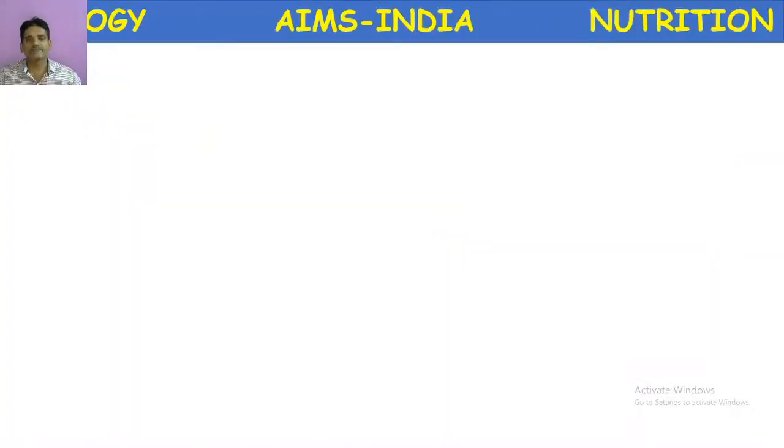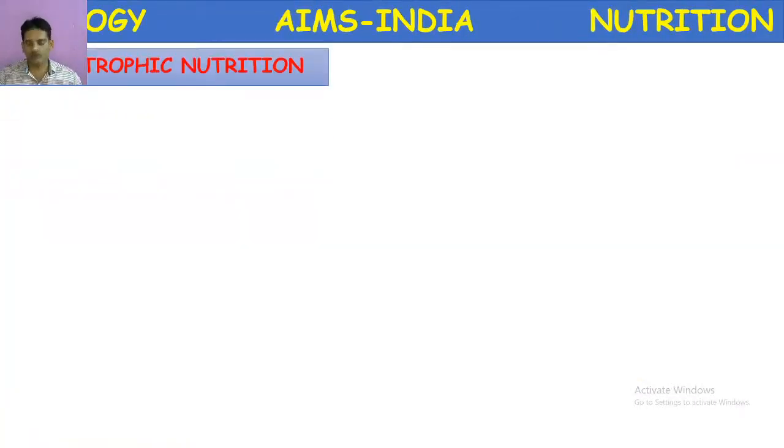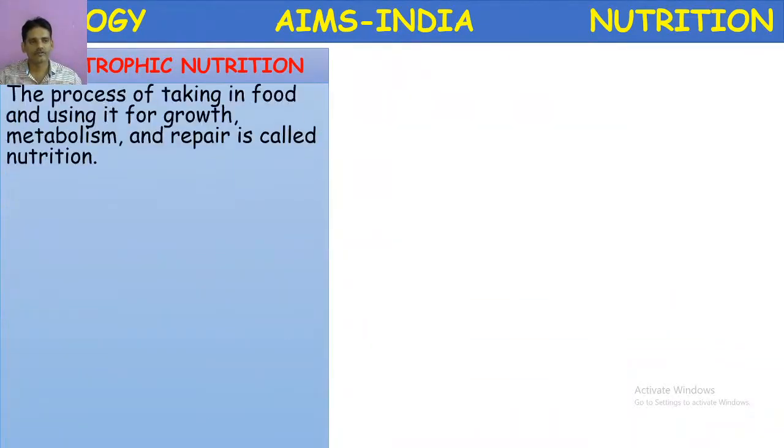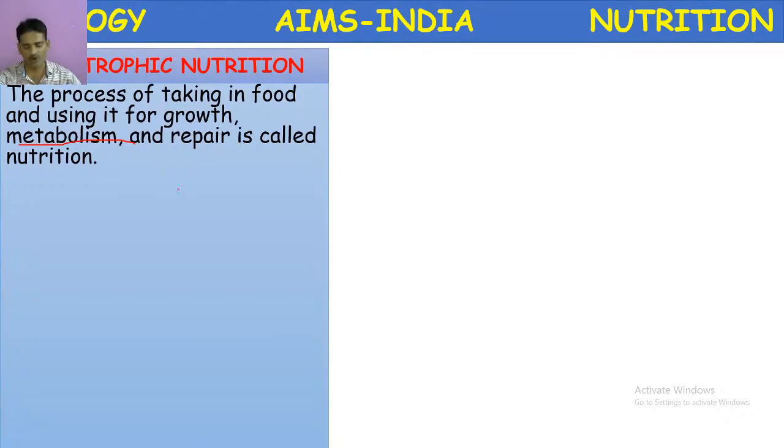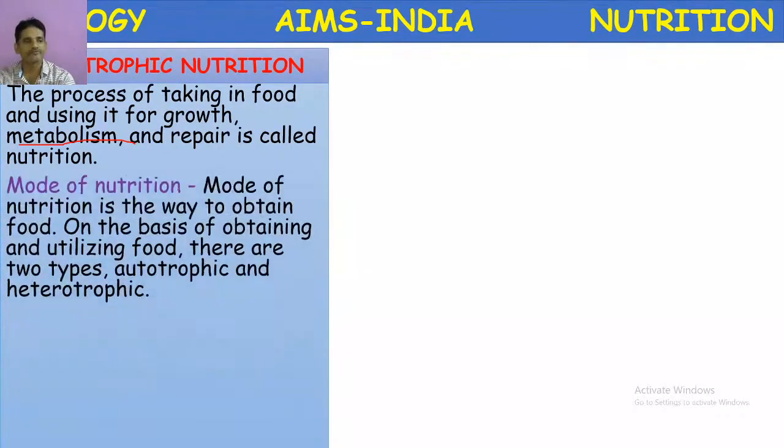Nutrition in plants. Autotrophic nutrition. What is nutrition? The process of taking in food and utilizing that food for metabolic activities, growth and repair is called nutrition.